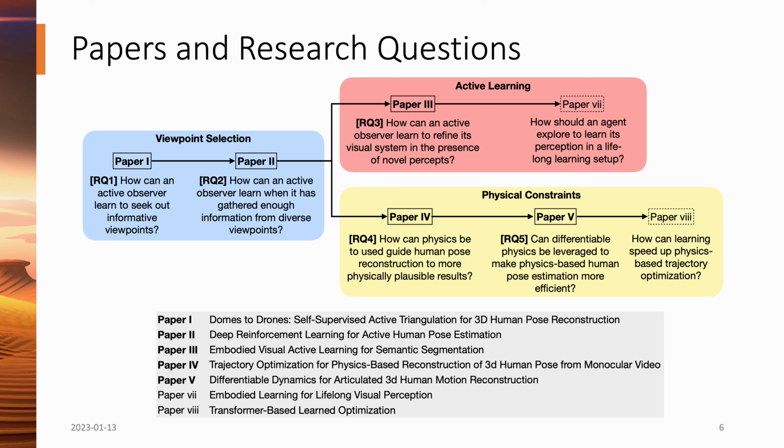Paper 1 and 2 study viewpoint selection and attempt to answer how an active observer should learn to seek out informative viewpoints and when it has gathered enough information. Paper 3 studies embodied visual active learning to answer the question how an active observer may learn to refine its perceptual system. And finally, paper 4 and 5 study physics-based human pose estimation and answer how physics can be integrated into the reconstruction process and how differentiable physics may be utilized to make the process more efficient.